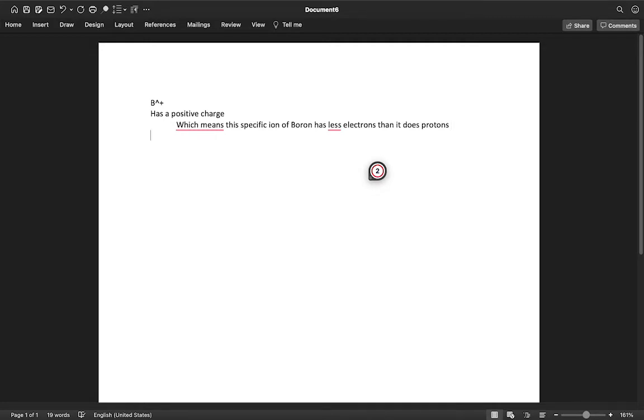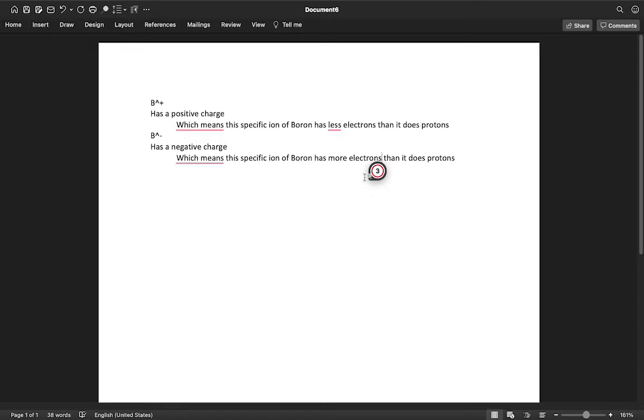Now, if you have boron minus, the minus is at the exponent, that means it has a negative charge. So what does that mean? Well, basically the reverse concept that we just said, which means this specific ion of boron has more electrons than it does protons, which means it has a negative charge. So that's the difference between an ion and an atom.